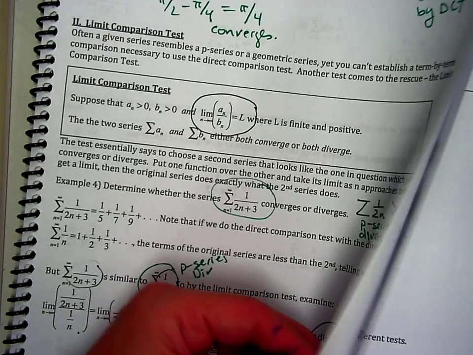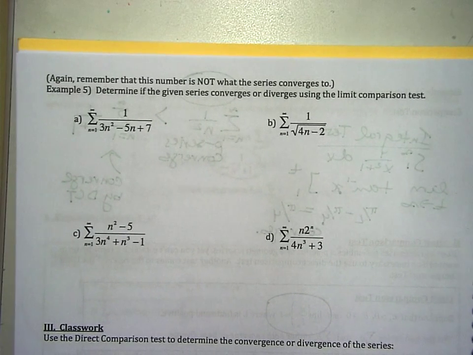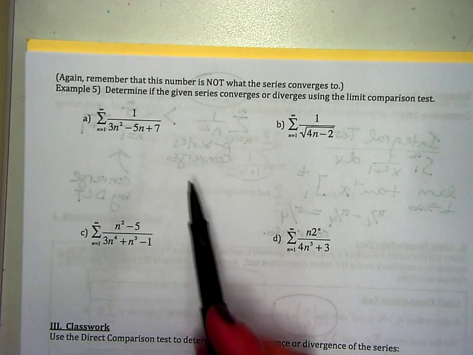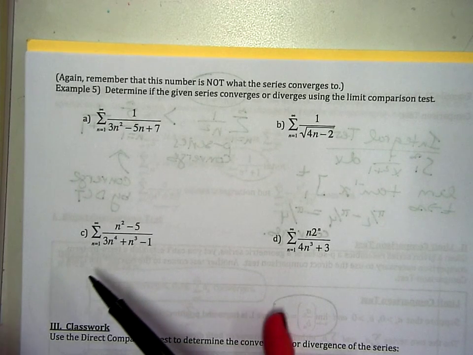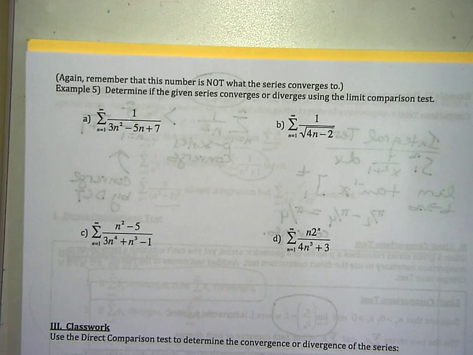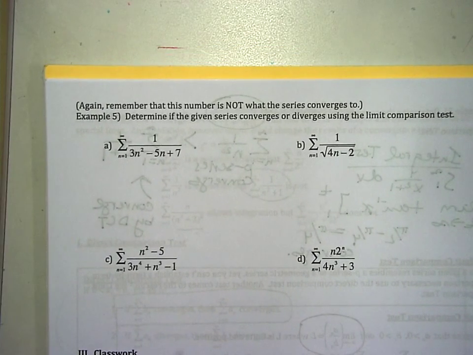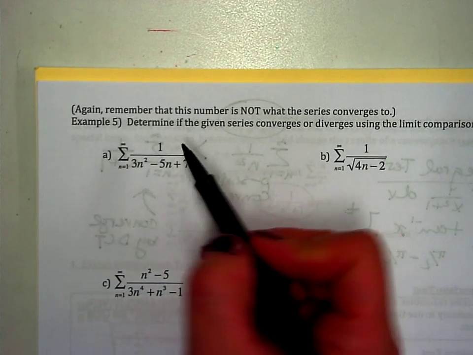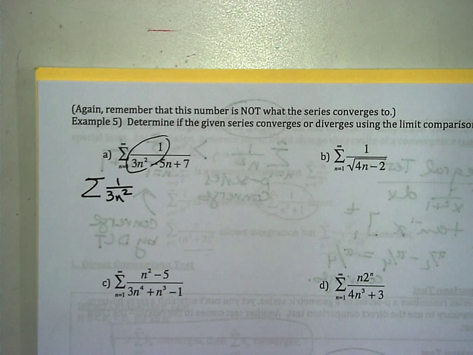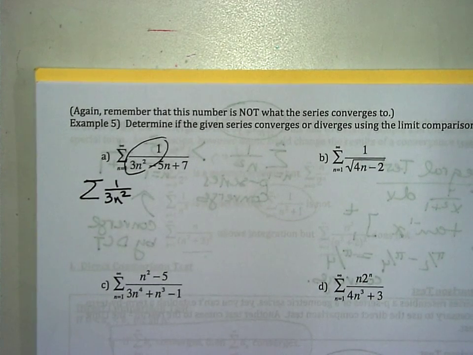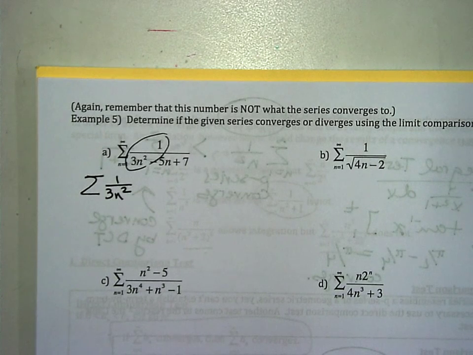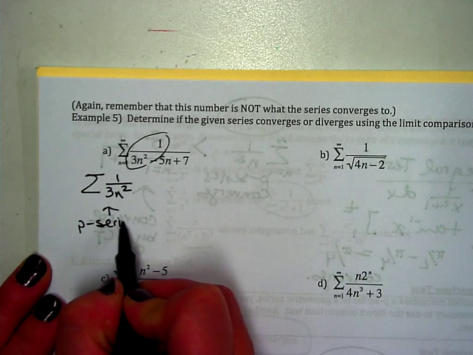Okay, let's try a couple examples. Most of the time, you will use LCT and compare it to a p-series. And anytime you have a polynomial on the top, polynomial on the bottom, so basically things just raised to powers, like A, like C, you can always use LCT and it will always work. So first thing, determine what you are going to compare it to. So letter A, I'm going to compare it to 1 over 3n squared. Remember, the highest power determines what is happening to that graph in the long term. That's why I disregard the negative 5n and the plus 7. So I'm going to compare it to 1 over 3n squared. You can also compare it to 1 over n squared. It doesn't matter if you keep that 3 or you leave it out. And I know this is a p-series that converges.